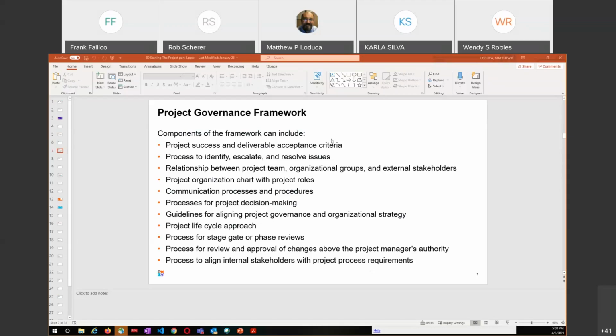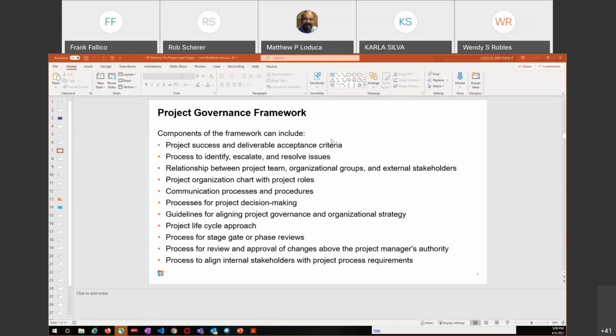Project organization chart with project roles. We talked about that when we were talking about the stakeholders and the stakeholder register. The communication processes and procedures, how we're going to communicate with everybody: phone, Microsoft Teams, emails, what format people want their communications in. Do they want a dashboard? Do they want a call? Do they want a meeting? You may have a whole bunch of people there that you have to stand up and present your status to, or whatever. They're going to dictate that in the project governance.